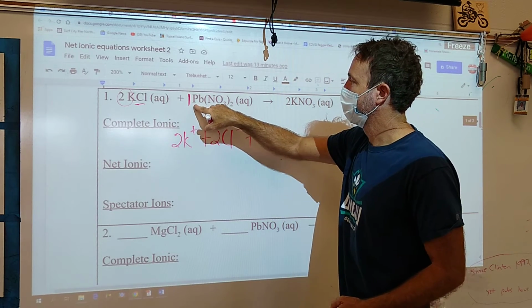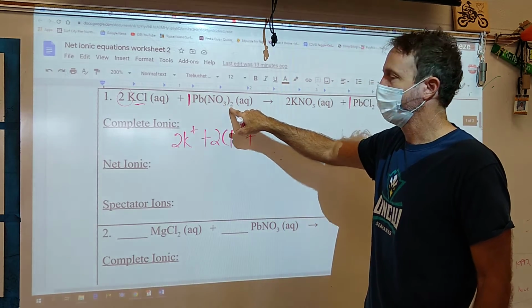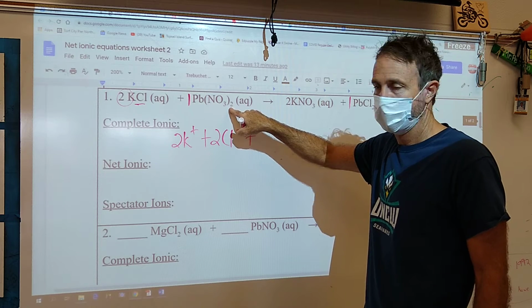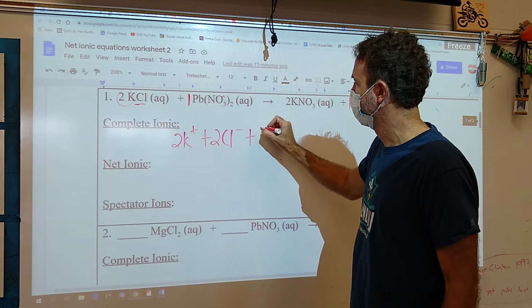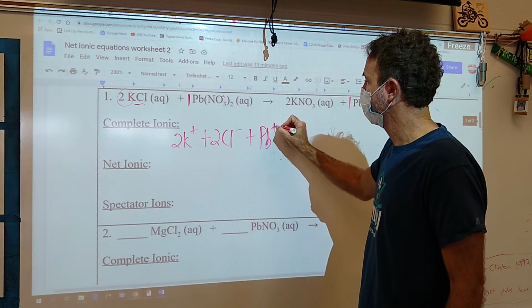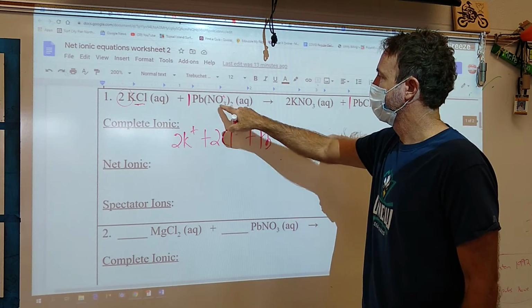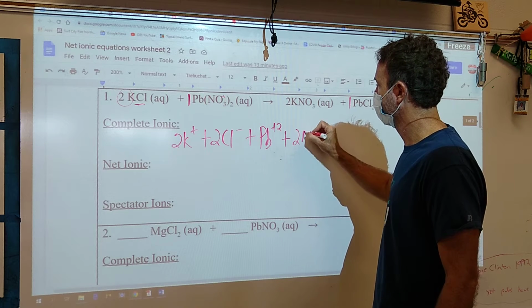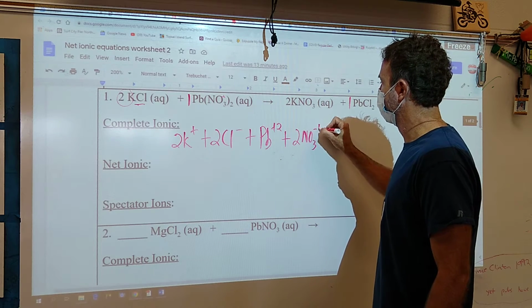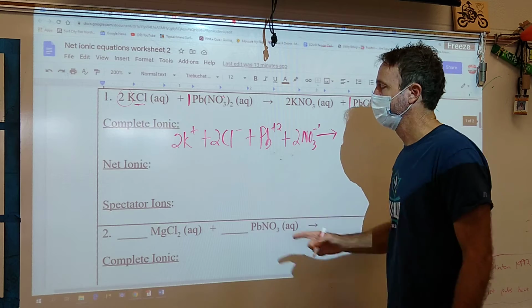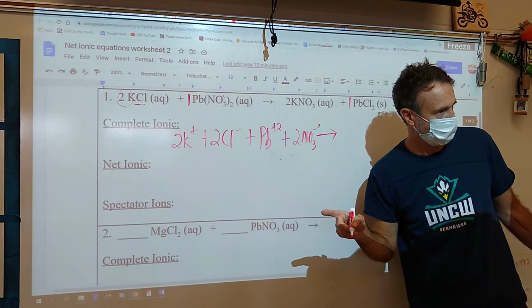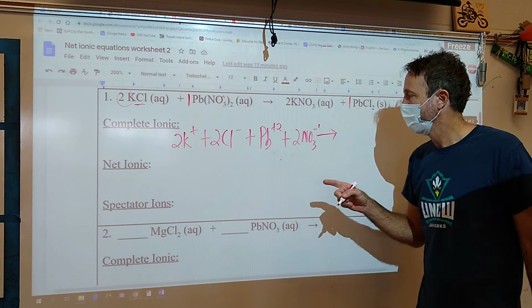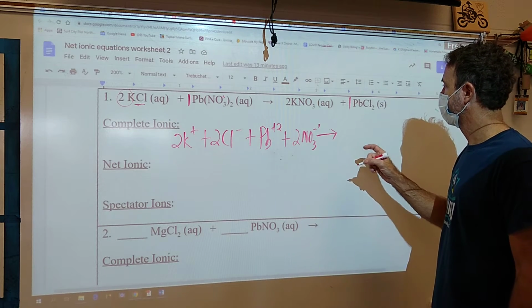And there's a lead, and do you see how this 2 here is on the nitrate? We know nitrate's -1, so this lead must have been +2. There's a lead that's +2, and there's 2 nitrates that are -1. And so these are all the ions floating individually in the water, right? And then we're going to go over here.